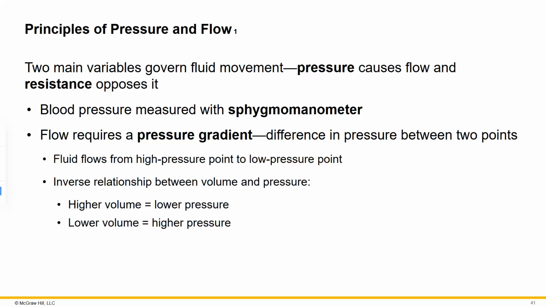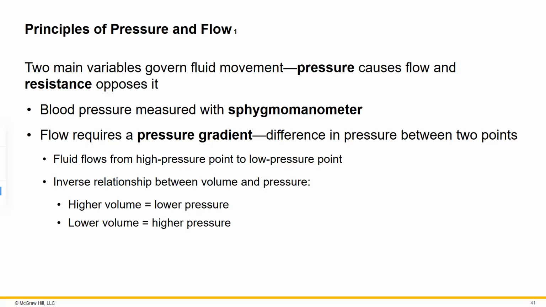Let's think about this with a practical application. If you have a water hose with no nozzle on the end, you're just letting it freely flow out of the hose. Now, if you put your thumb over the end of the hose, what you have done is decrease the volume that the water has to go through. And that increases the pressure, causing the water to spurt out really far. So if we want water to go farther, we decrease the volume of the hose.